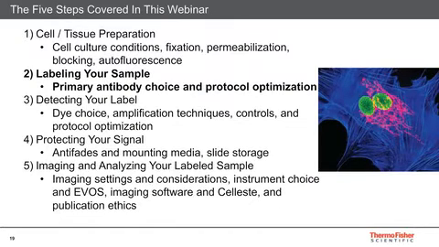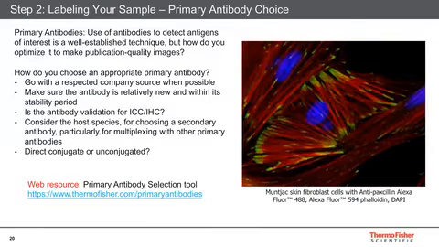Okay, let's go on to step 2 here, and this is labeling your sample. Here we're talking about labeling with a primary antibody and optimizations for that. Using primary antibodies is a very common technique that's been well established, and there's lots of great references out there about the many different characteristics of using antibodies, which I won't go into here. But what are some things that you want to think about in order to get the most publishable image?